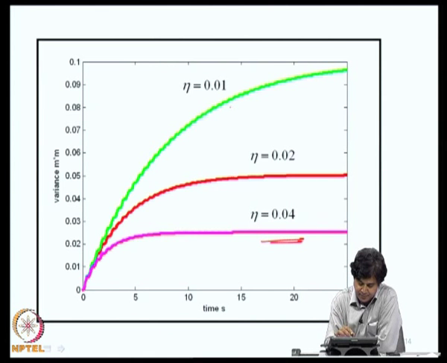So, lesser the damping, higher will be the response variance, and not only that, the time taken for the system to reach steady state increases with reduction in damping, because the function exponential minus 2 eta omega t decays relatively more slowly for lesser values of eta. So, in any case, as long as eta is not equal to 0, a steady state exists and variance becomes constant. If damping is 0, the system will never reach steady state.